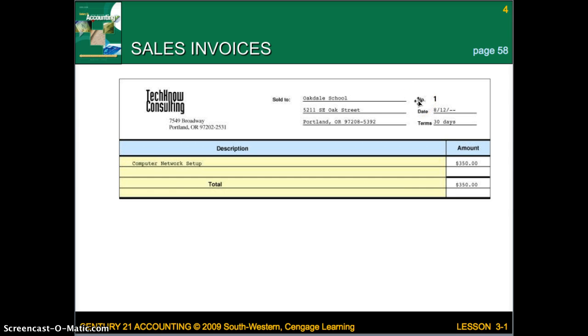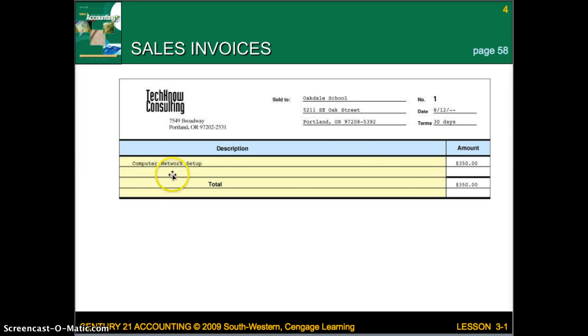So a sales invoice is an invoice used as a source document for recording a sale on account. A sales invoice is also referred to as a sales ticket or a sales slip. So this is just telling that we have sold a service or a product or whatever to Oakdale School. Here's their address on 8/12. They have 30 days to pay off their account with us.